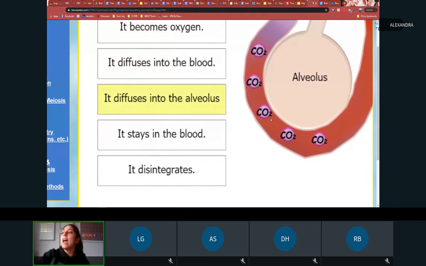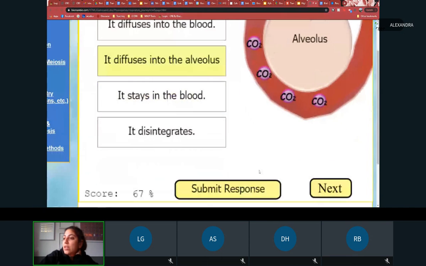Well, how are we going to breathe carbon dioxide out? If it were to diffuse into our blood, then it would just stay in our system. And then we would have a really big issue. We wouldn't have enough space for oxygen, and that carbon dioxide would build up and not be very safe for us. If it stays in the blood, that's what's going to happen. And it diffuses into the alveolus because then once it diffuses into the alveolus, we can then breathe it out, right? So good job, you guys.